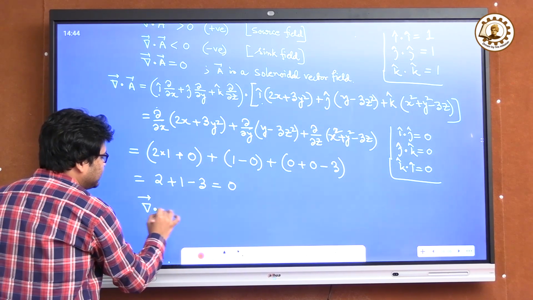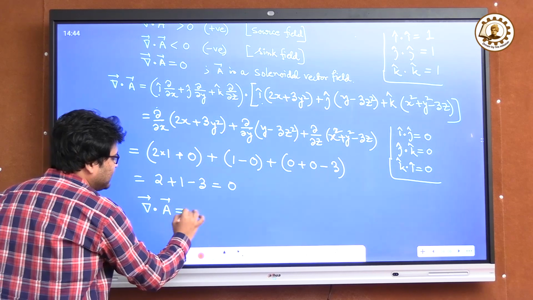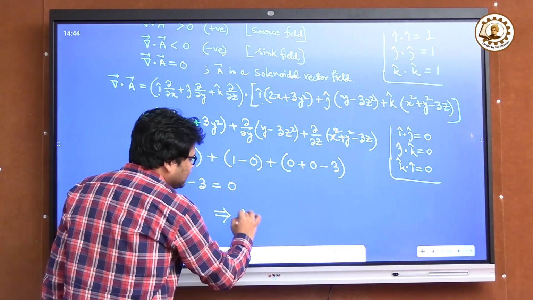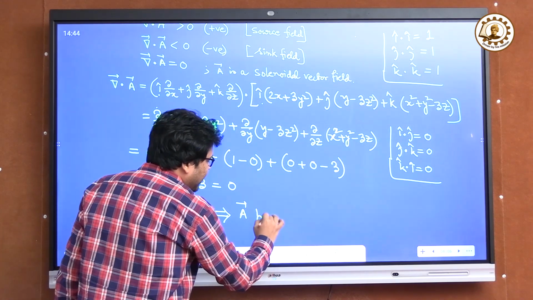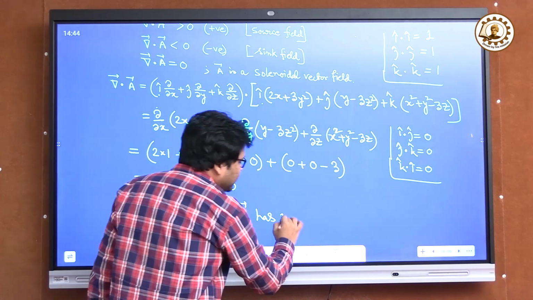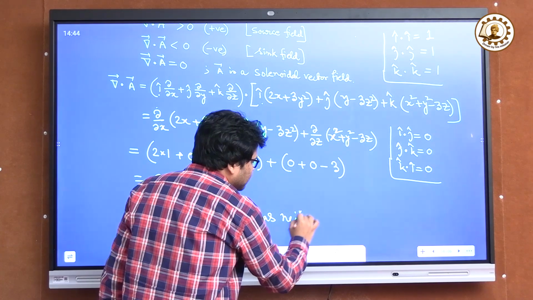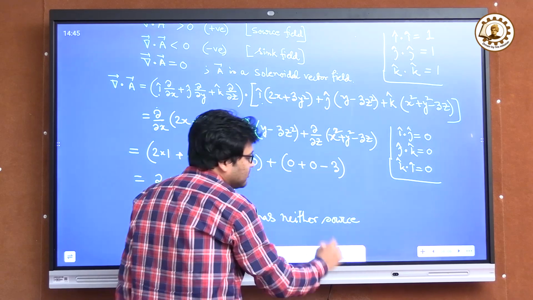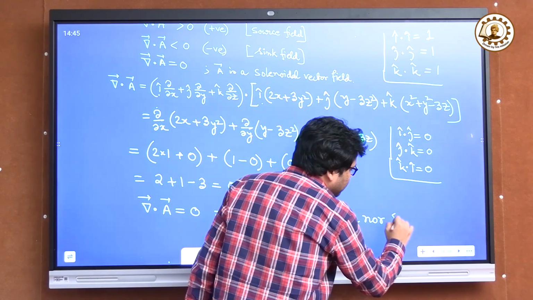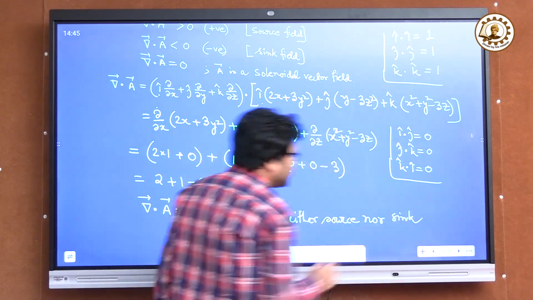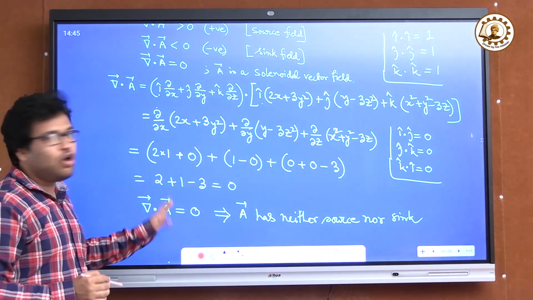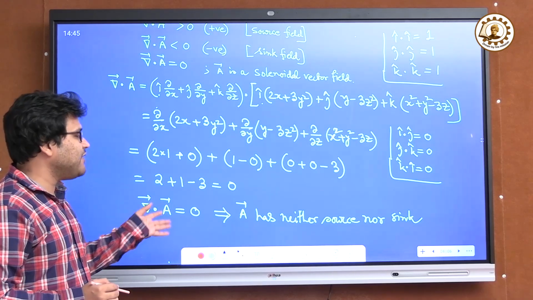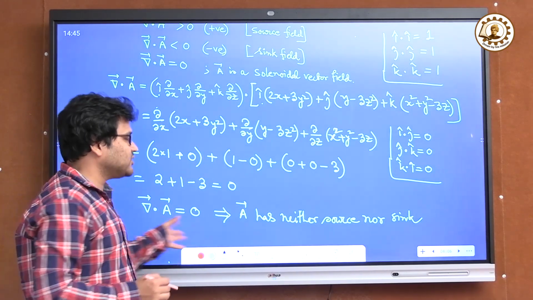So we have our divergence taken over the vector field A. The divergence taken over the vector field A leads to 0. So it implies that A vector has neither source nor sink, since it is simply 0, no positive, no negative, simply 0. So that implies that A vector has neither source nor sink.